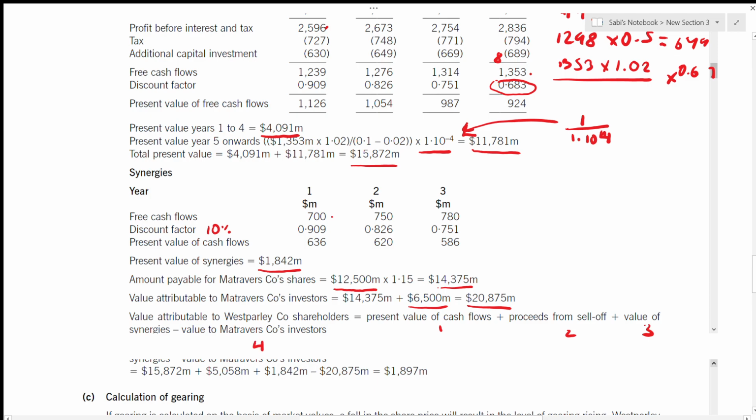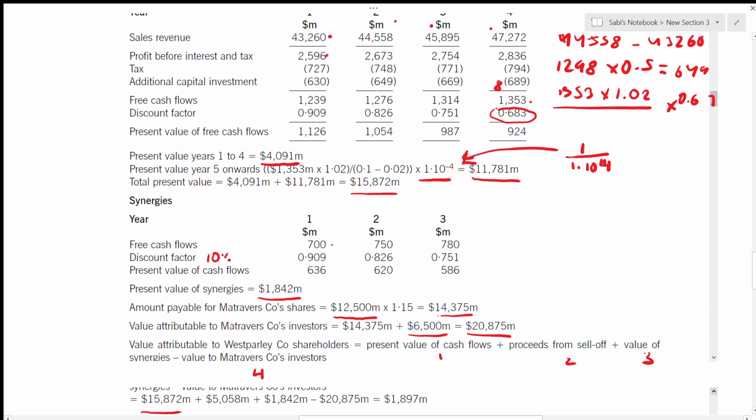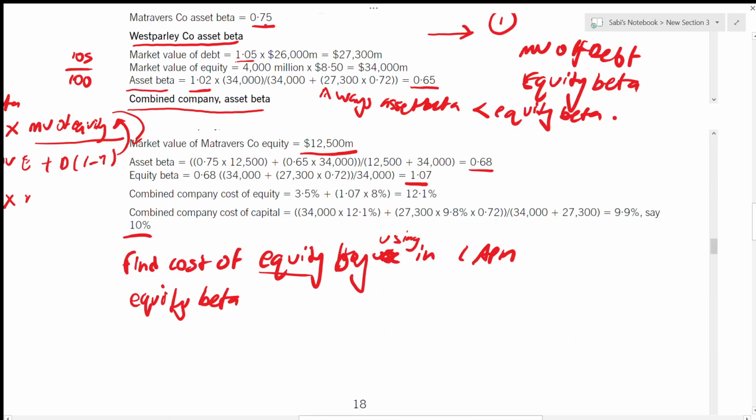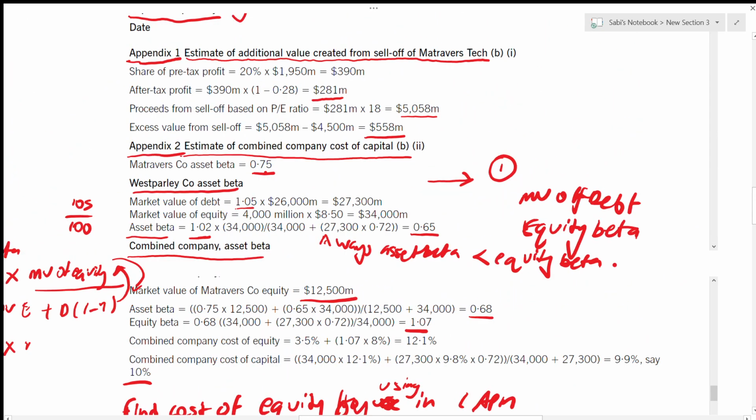1 is the present value of cash flows, which is 15,872. It's here, right? Second, you are selling off the tech company. From there, you are receiving how much? For this, you have to go up, right? First, you are receiving present value from this, the free cash flow from this company, right? 15,872. You are selling tech. From there also you are receiving Westpale. For that we have to go up. Yes, exactly this one.